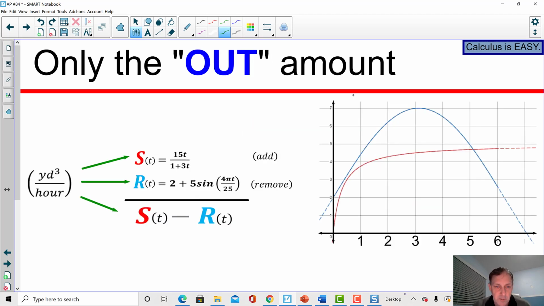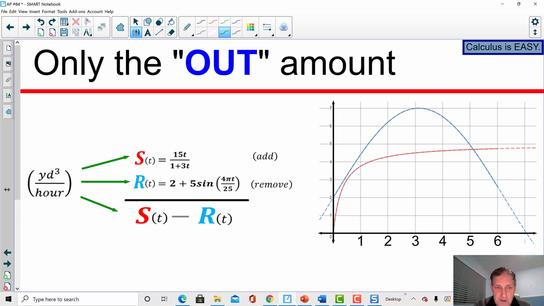The next example we're going to do is going to have two different rates. It's going to have a rate that sand is added. That's called the S function. And then it's going to have a rate that sand is removed. So that's the R function. So you have to combine those two functions in order to get your all-inclusive rate function.